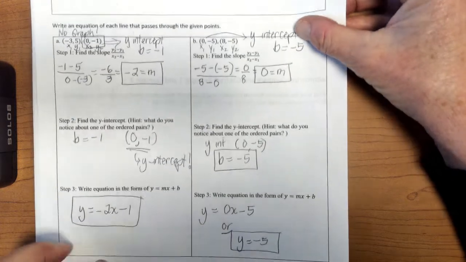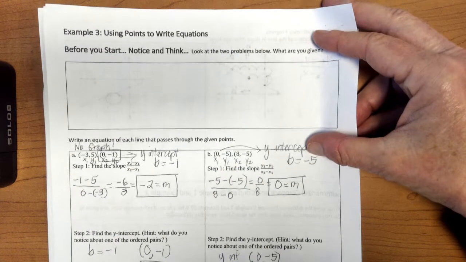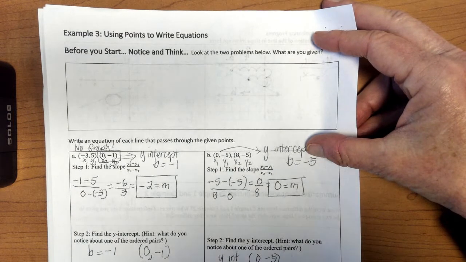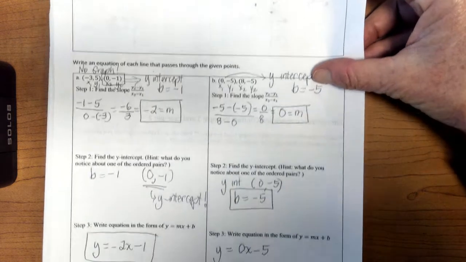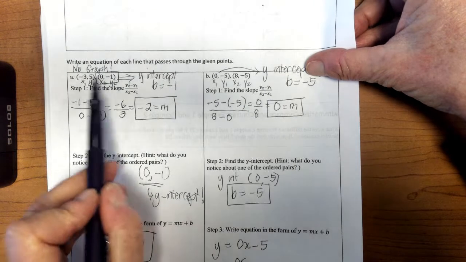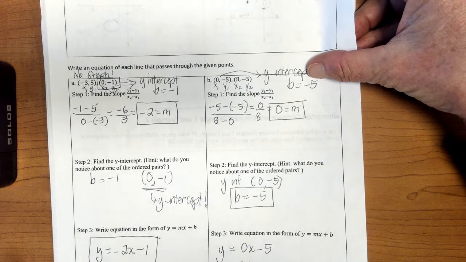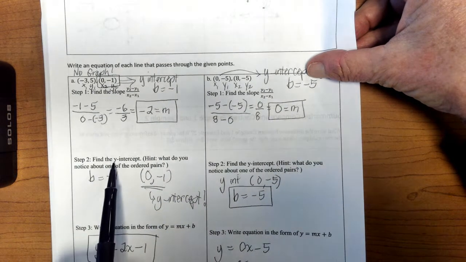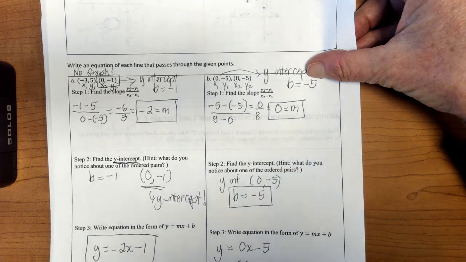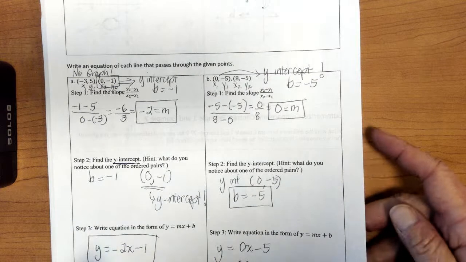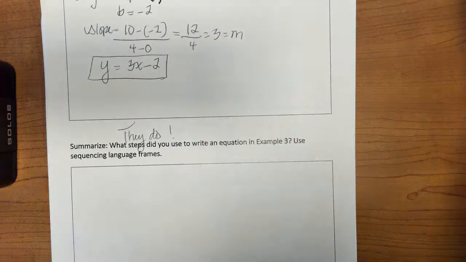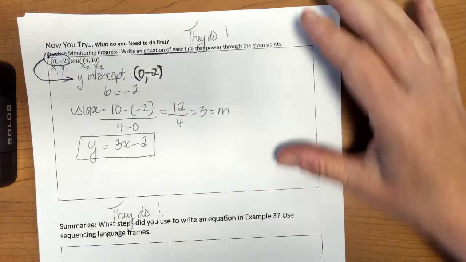Moving on to the next page, page number 8. This was the problem where you use 2 points to write an equation. And we noticed in this example that we were given 2 points, and we were lucky enough that one of the points was a y-intercept right here. We like that. It makes our lives a lot easier. So this was the example I worked out. Then you were supposed to go in and do this problem.